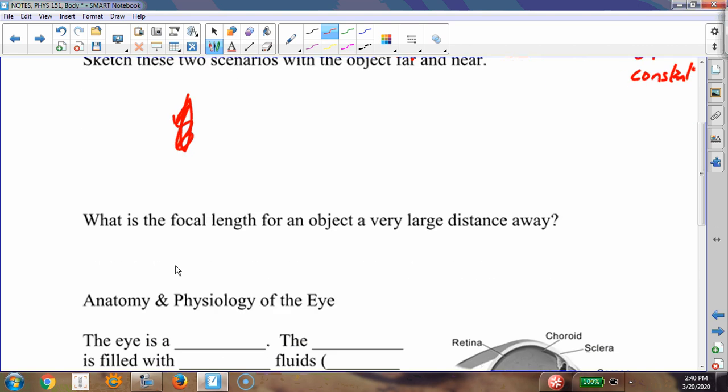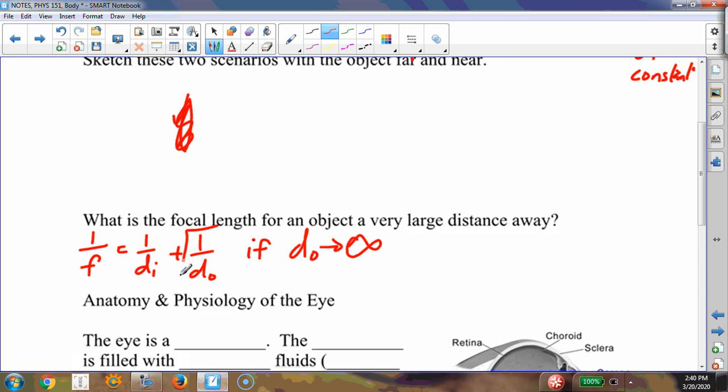Okay, what is the focal length for an object a very large distance away? So if I think about that equation again, if DO gets really, really big, that means that DO basically goes to infinity. What happens to this term? Well, if I make the denominator of this number really, really big, 1 over a gazillion, then that term basically goes to 0. So if DO gets really, really big, then F is equal to the image distance.